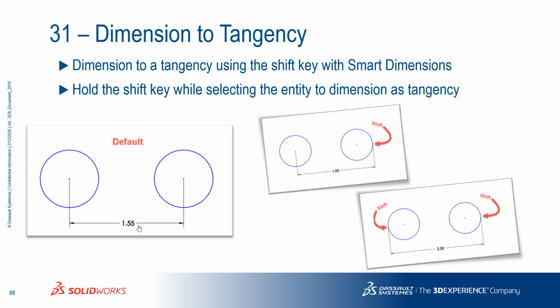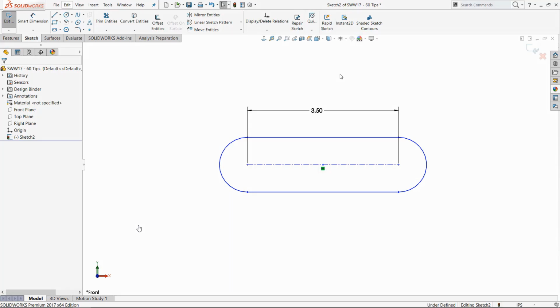31, dimensioning to tangencies. So the shortcut here is to leverage the shift key to add dimensions to tangencies. There is a way to do it inside a menu, going to the properties, but this is the slick, cool way to do it, and it's much quicker to model graphically.